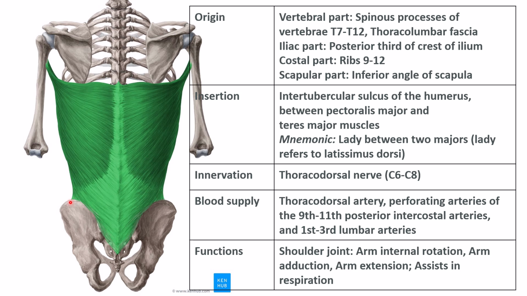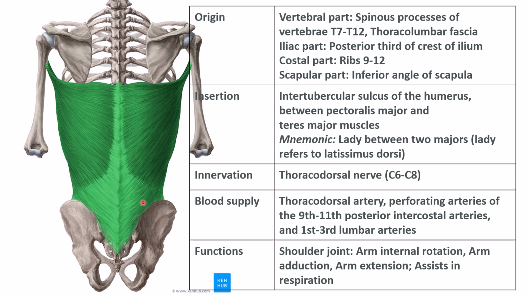For the iliac part, the origin is the posterior third of the crest of the ilium. For the costal part, the origin is ribs 9 to 12. And for the scapular part, the origin would be the inferior angle of the scapula.